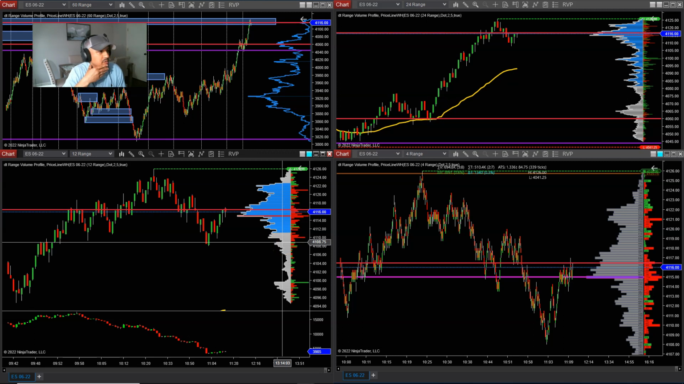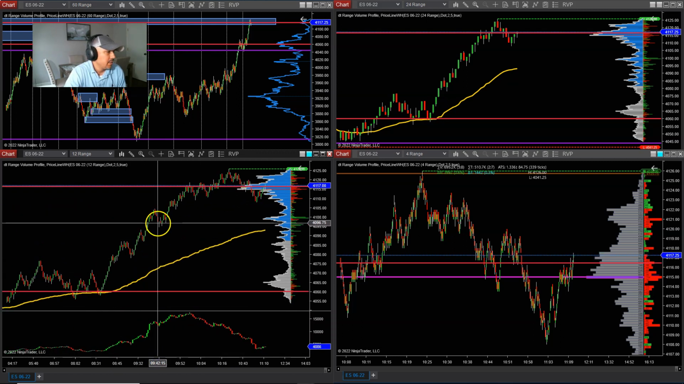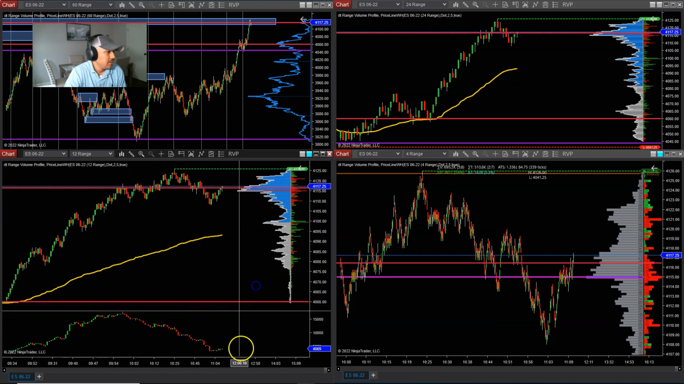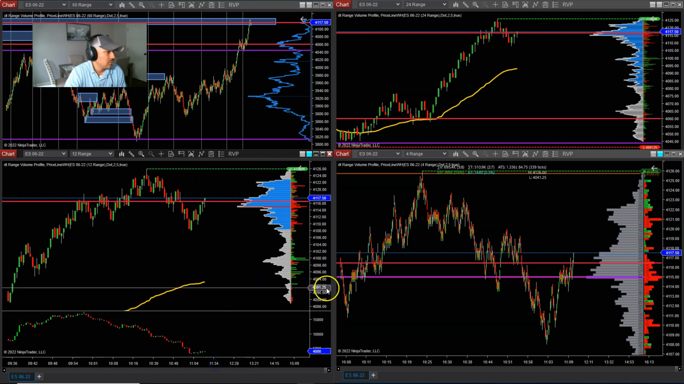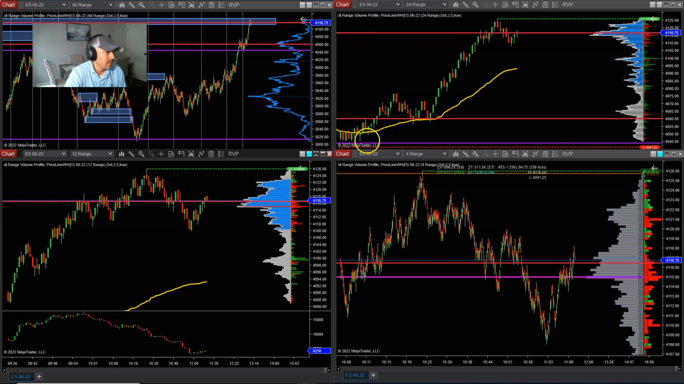Yeah, it's just so slow. I knew that's why I wasn't going to trade today, because I knew the market was going to kind of do this, chop sideways. It pushed up a little bit, and now it's trying to chop sideways. I haven't even looked at the volume today. Market analyzer. Yeah. Let's see.